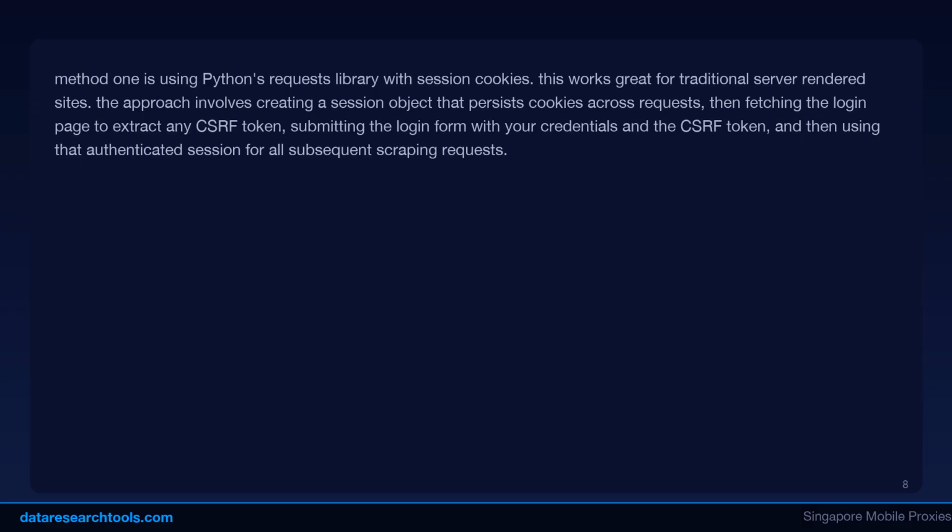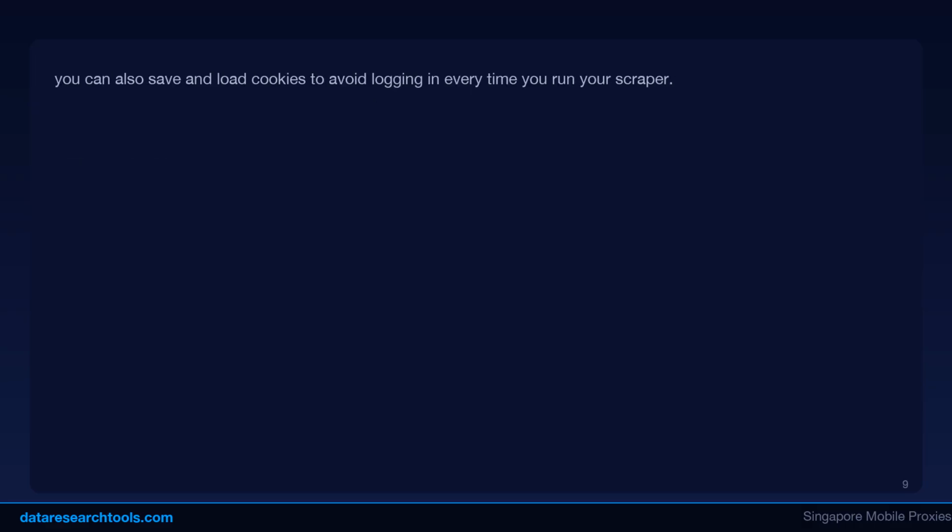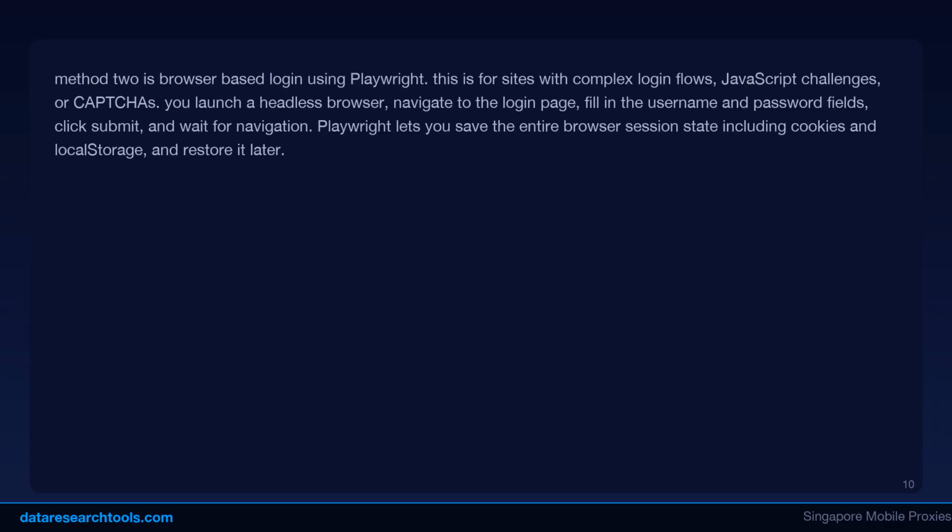any hidden fields like CSRF tokens that the form includes, and the cookie names the server sets after login. For token-based authentication, modern web apps often use JWT tokens or API keys instead of session cookies. After login, you receive a token in the response body instead of a cookie. You include this token in an authorization header on subsequent requests. For OAuth-based authentication, some sites use OAuth where you authenticate through a third party like Google or GitHub. This is more complex to automate and typically requires browser automation with tools like Playwright or Selenium.